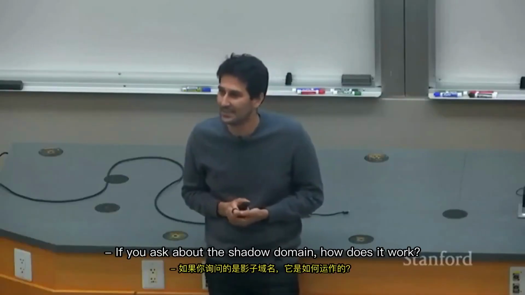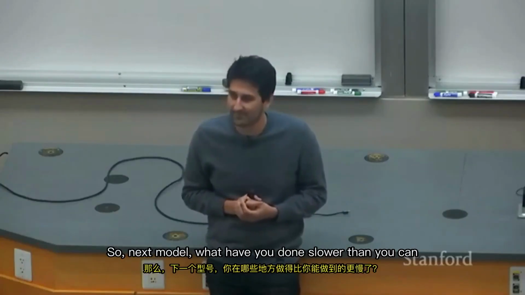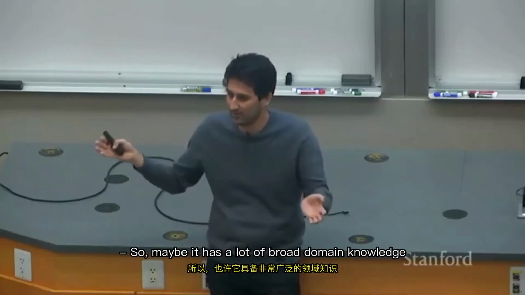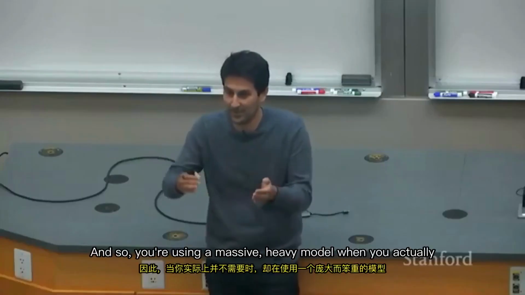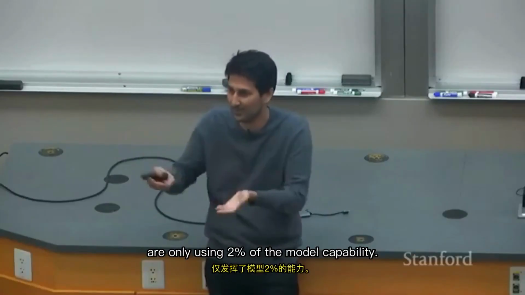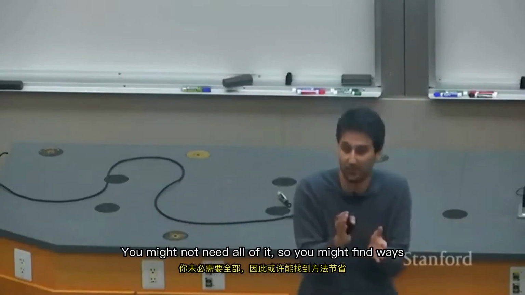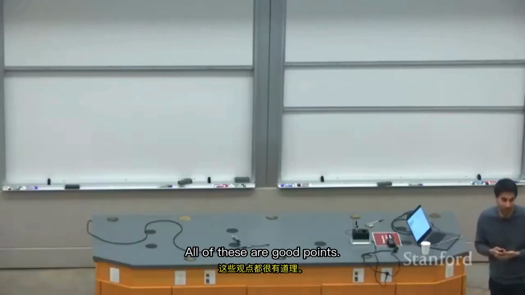Yeah. It has like a bunch of shallow domain knowledge that's not really deep, so it makes the model a lot heavier, a lot slower. So maybe it has a lot of broad domain knowledge that might not be needed for your application. And so you're using a massive, heavy model when you actually are only using 2% of the model capability. You're perfectly right. You might not need all of it. So you might find ways to prune, quantize the model, modify it. All of these are good points.